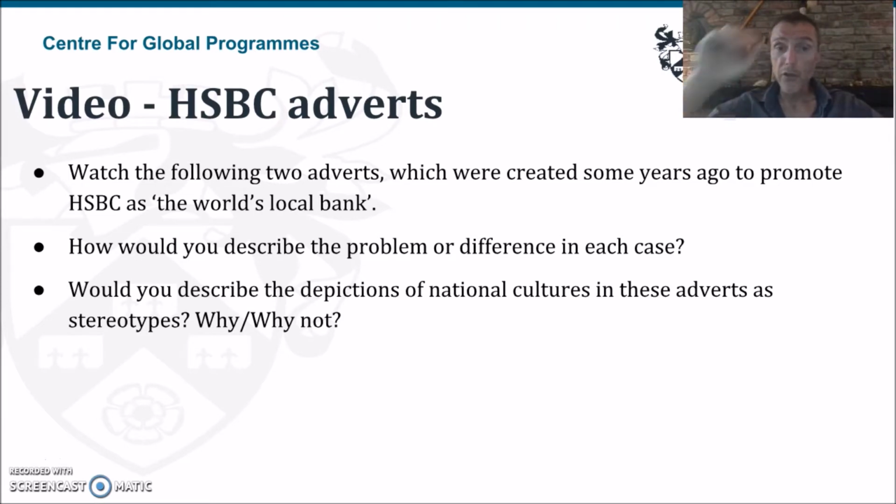The students are going to watch two adverts which were created some years ago to promote HSBC as the world's local bank. So you want to elicit what the students know about HSBC Bank, the fact that it's Hong Kong based, and that it had a slogan like the world's local bank. It's common in high streets in Britain too.